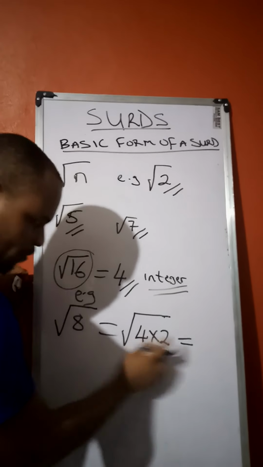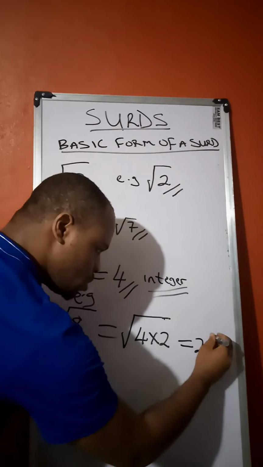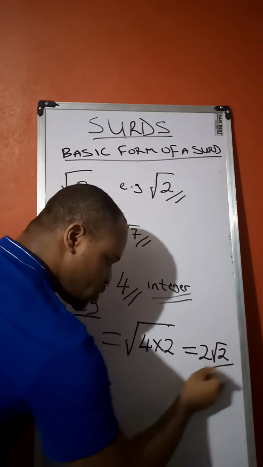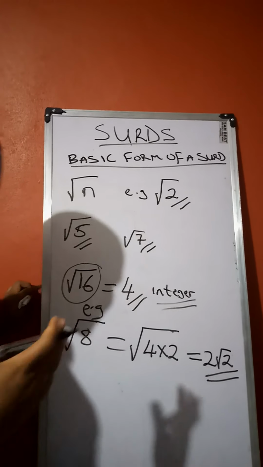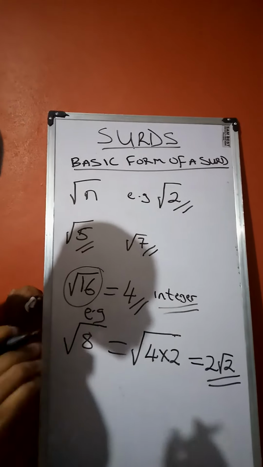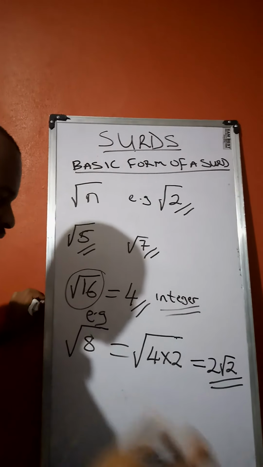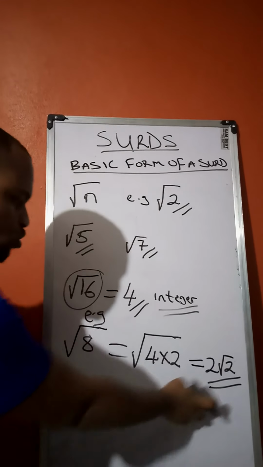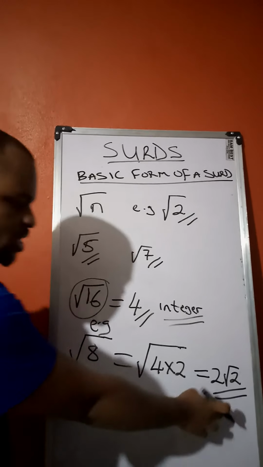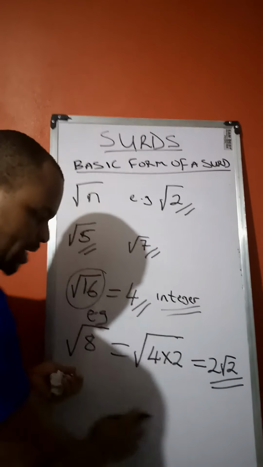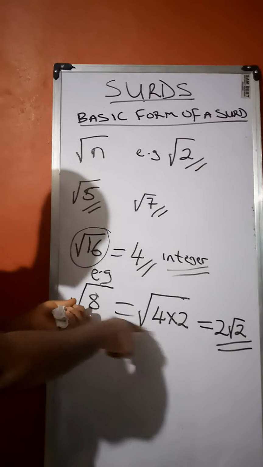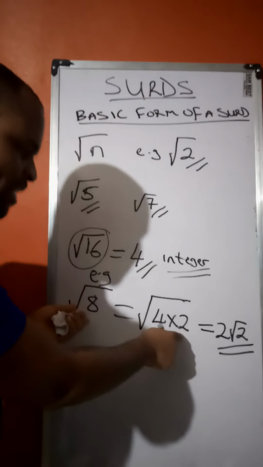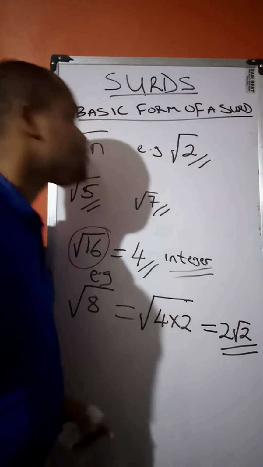Now, root of 4 is what? 2. I can't determine the root of 2 except I punch my calculator, because it's going to give me a number that we don't know the exact value, otherwise called an irrational number. But we've been able to reduce root 8 to what? 2 root 2, because we determined what a perfect square is in root 8, which is 4 multiplied by 2. So we reduce this.